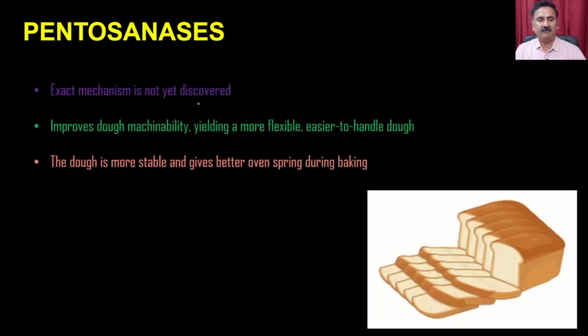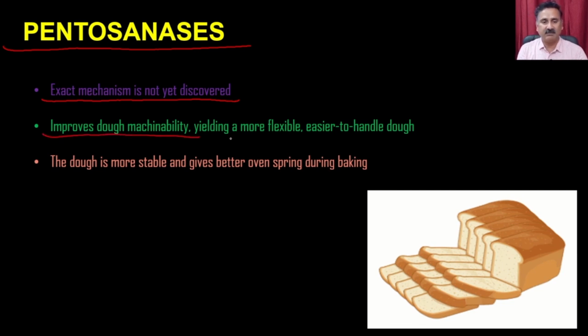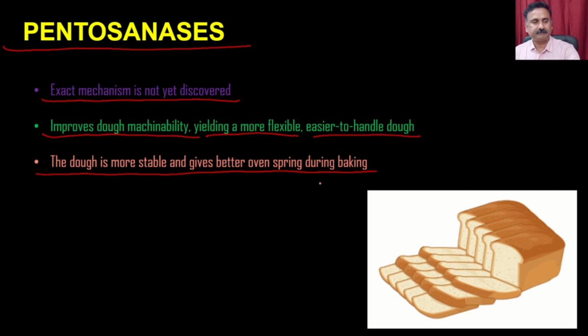And then you also have the pentosanases. The exact mechanism of how the pentosanases facilitate the baking industries has not been discovered, but it improves the dough's machinability, yielding a more flexible, easier to handle dough, right? And the dough is more stable and gives better oven spring during the baking.